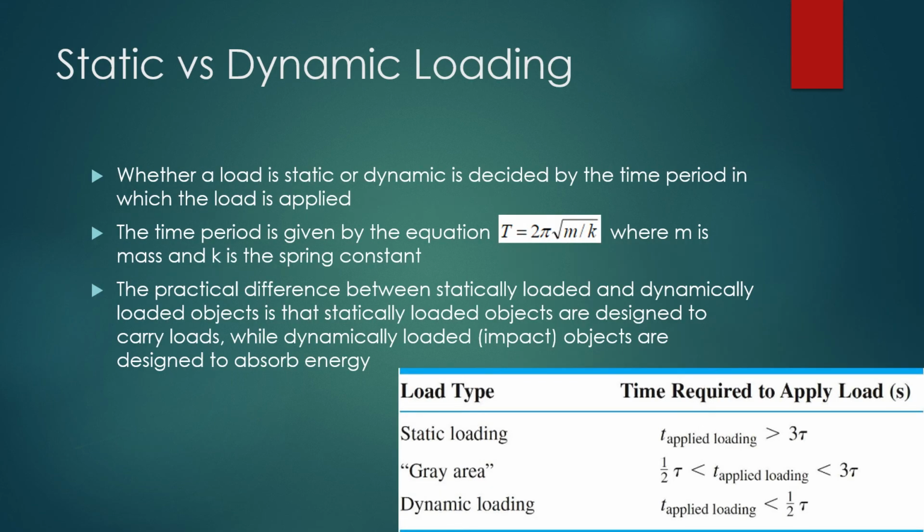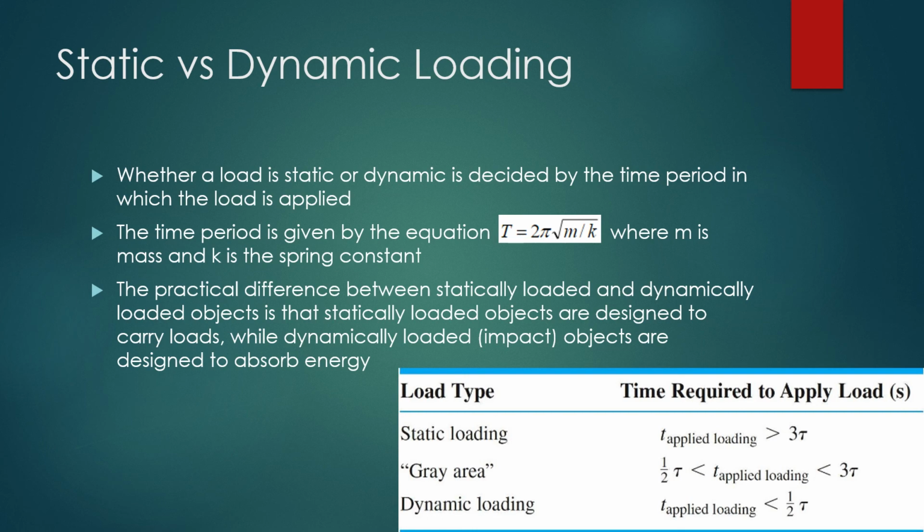Static versus dynamic loading. Whether a load is static or dynamic is decided by the time period in which the load is applied. The time period is given by the equation T equals 2 pi root m over k, where m is the mass and k is the spring constant.